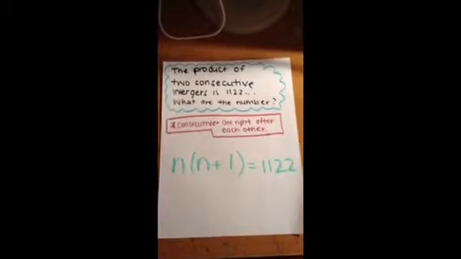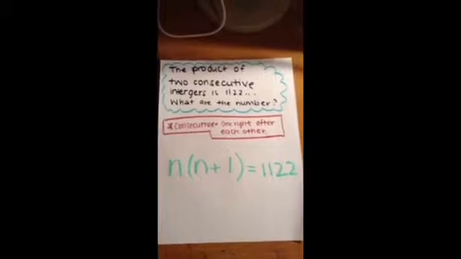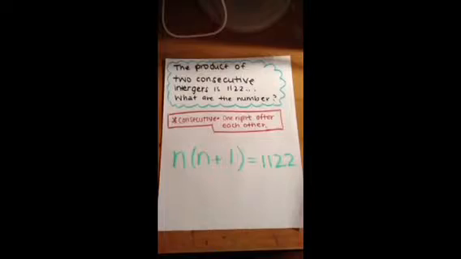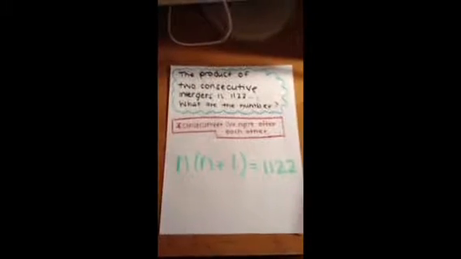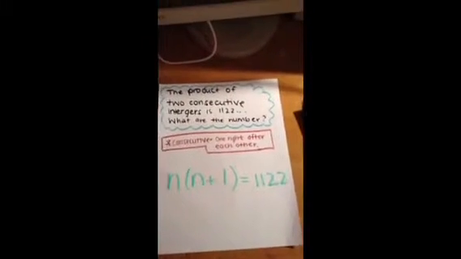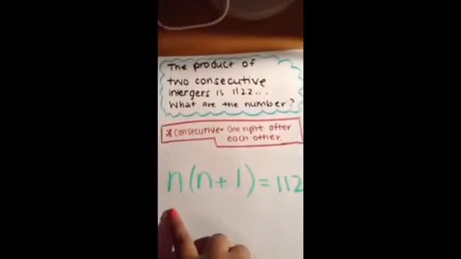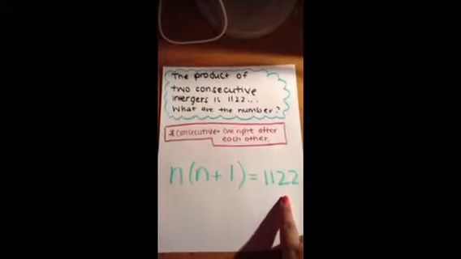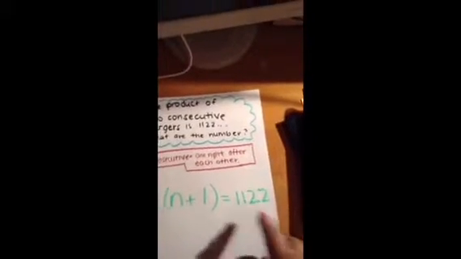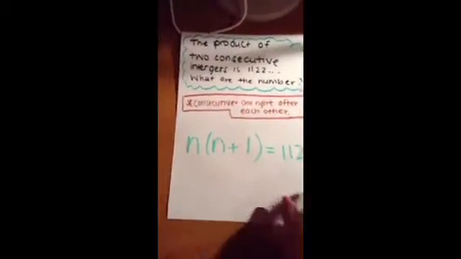Okay, so it's time for the word problem. The product of two consecutive integers is 1,122. What are the numbers? Just keep in mind that consecutive means one right after each other, so that would mean like 1 and 2, or like 15 and 16. I already set up the question up here. It would be n(n + 1) = 1122. And we know that we're going to be dealing with a monomial because we only have one pair.